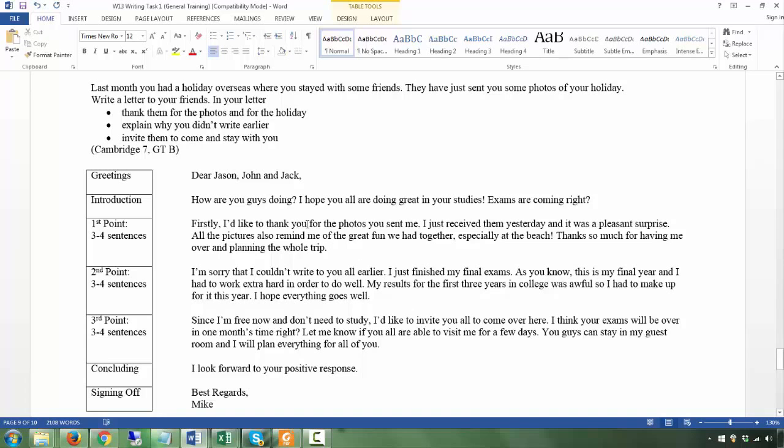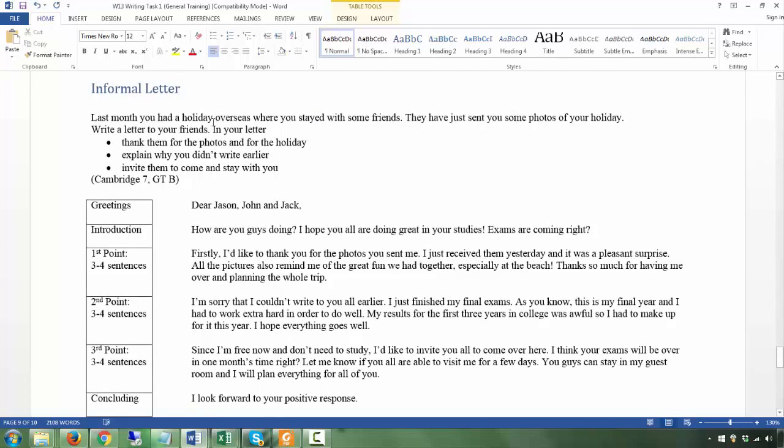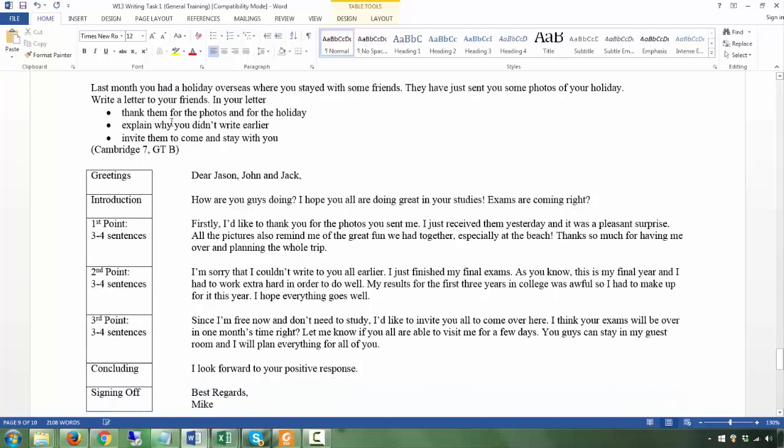And the thing I added here was that they planned the whole trip. Okay, I don't think it said here in the instructions, but again, this is adding something you can write about to expand a bit on your points, right?